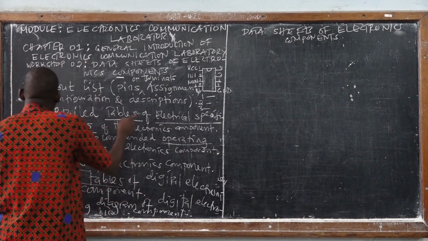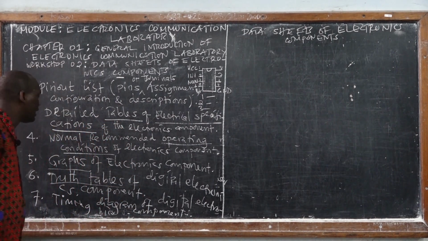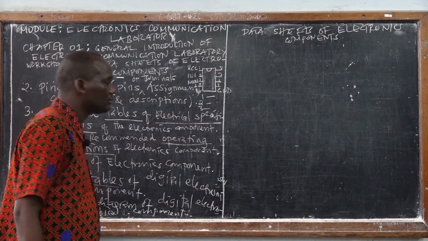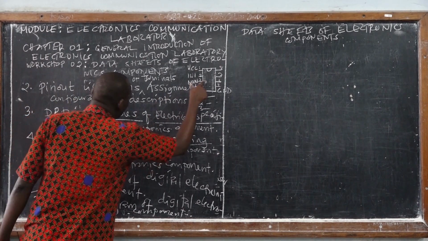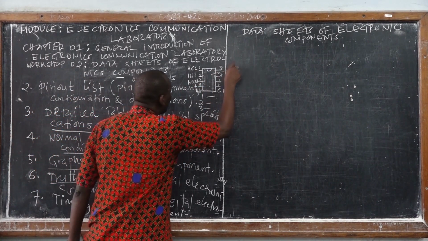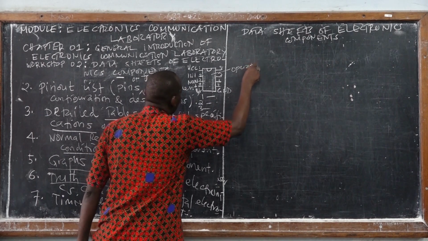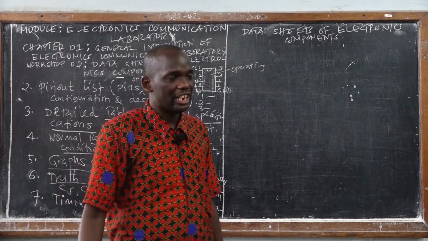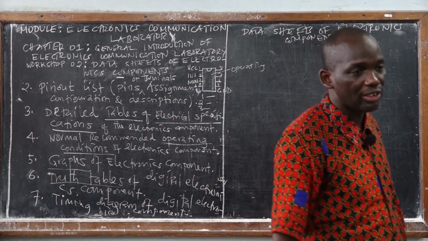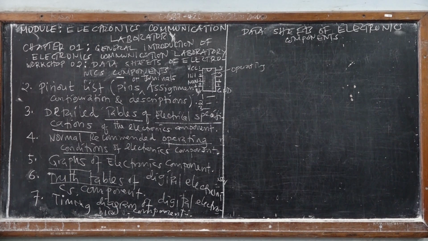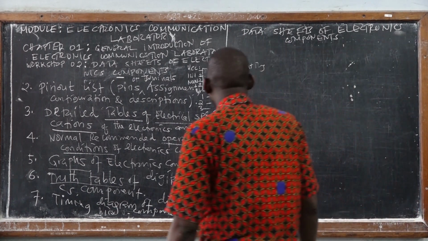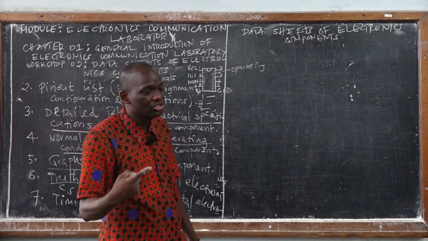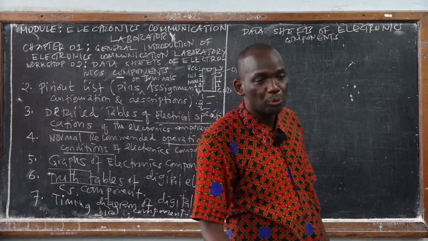Then, detailed tables of electrical specifications of electronics components. This part will tell you, first of all, what is the operating voltage for this component, because I told you that in electronics, one important and fundamental block is the power supply. And then this part tells you about the maximum current these pins can provide when used as input or as output.